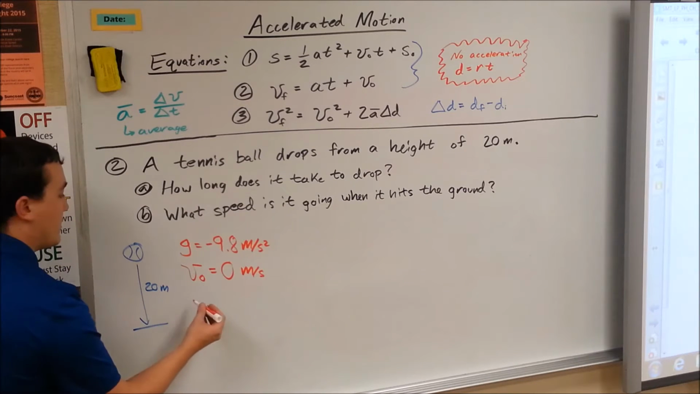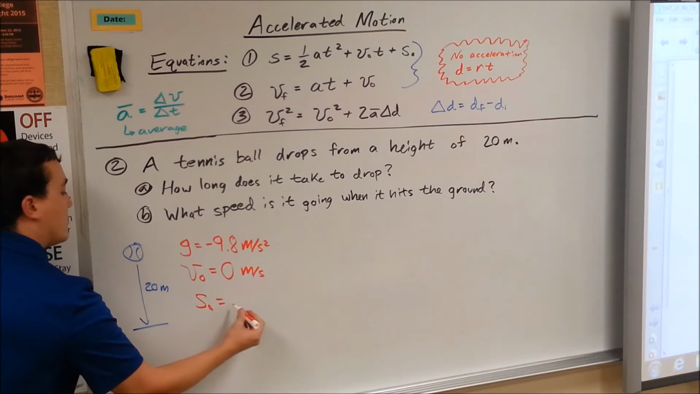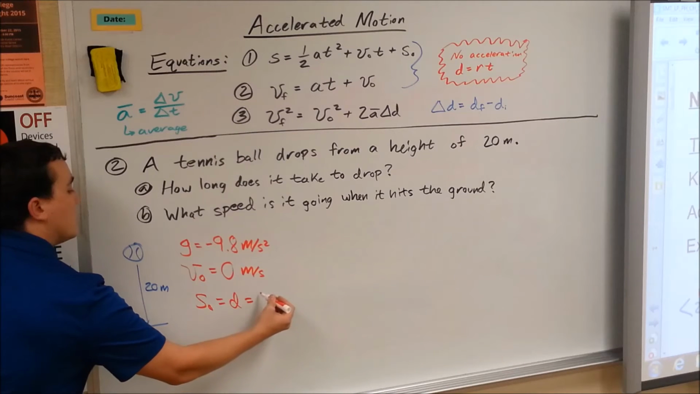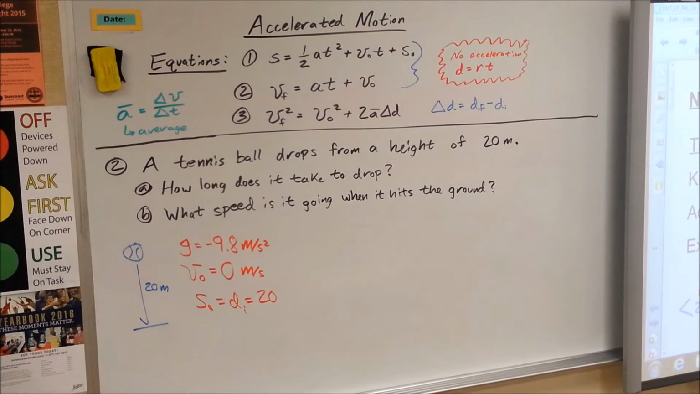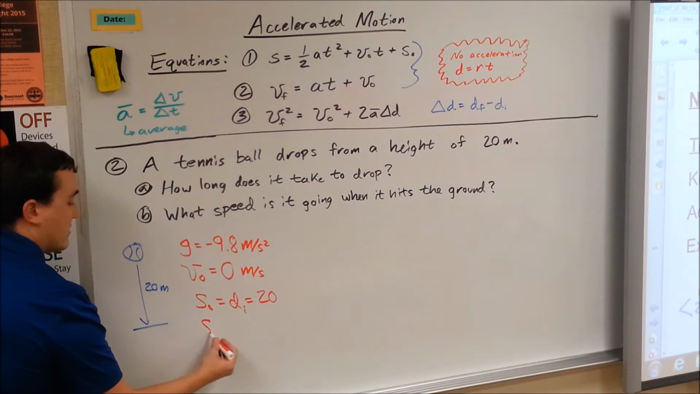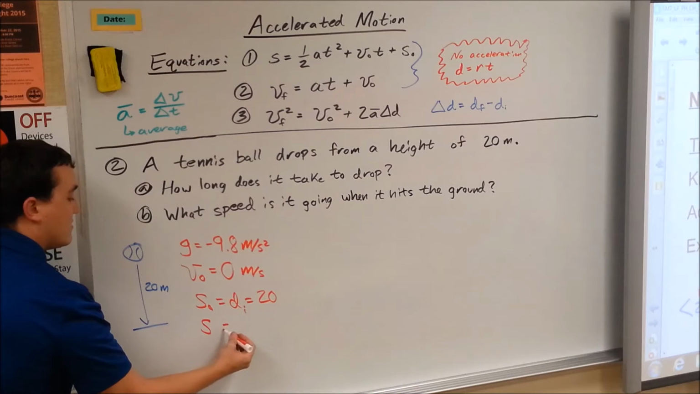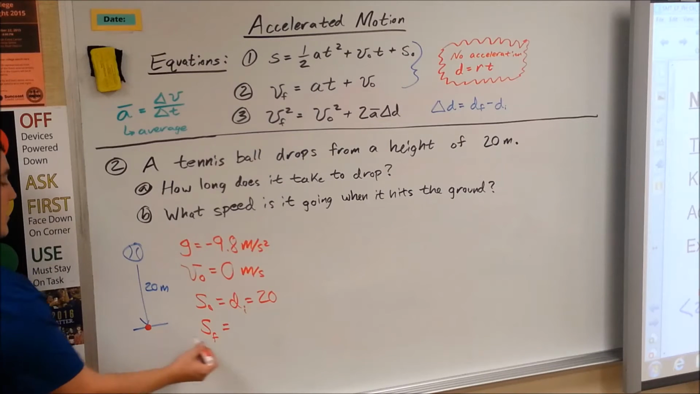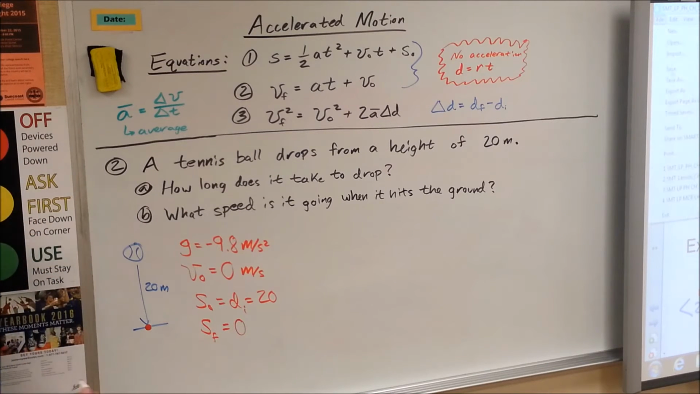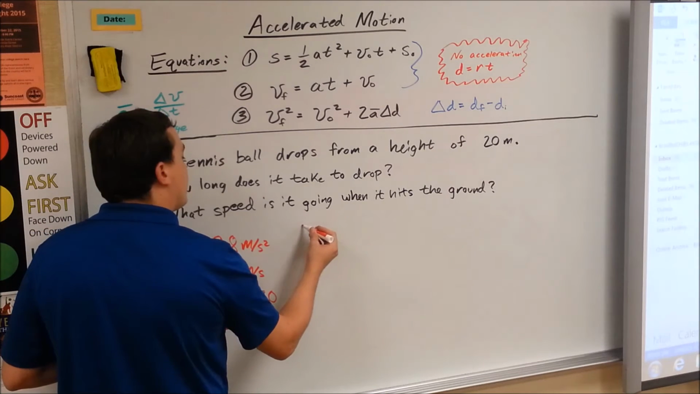Initial height is 20, so we can say our s naught, that's our distance initial, is 20. That's pretty much all we have right now. We also know our final distance, s or sf, is here when it hits the ground. So that's 0 for us. So we just plug those into the first equation. That'll help us solve part A.